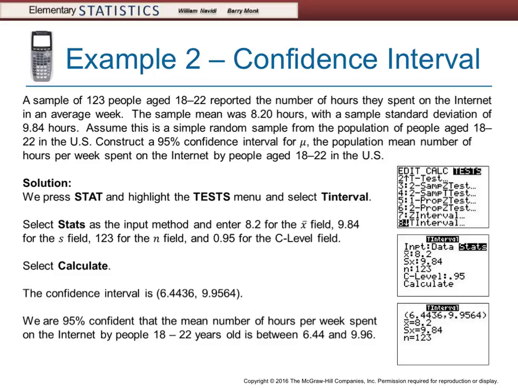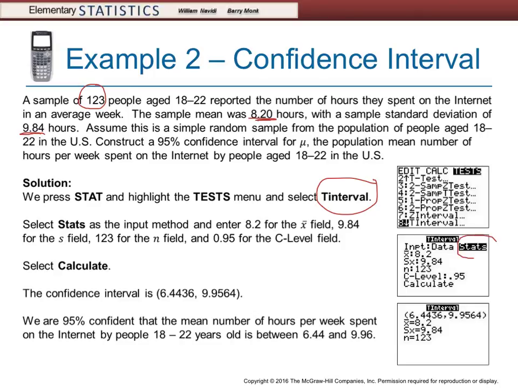In our second particular problem, we weren't given the data set. So, in this case, we can go directly by pressing stats, tests, and selecting the t-interval. In this particular case, we had a sample size of 123 people. We knew that the mean value, or x bar, was 8.20, and that our sample standard deviation was 9.84. We will put that information into our calculator.